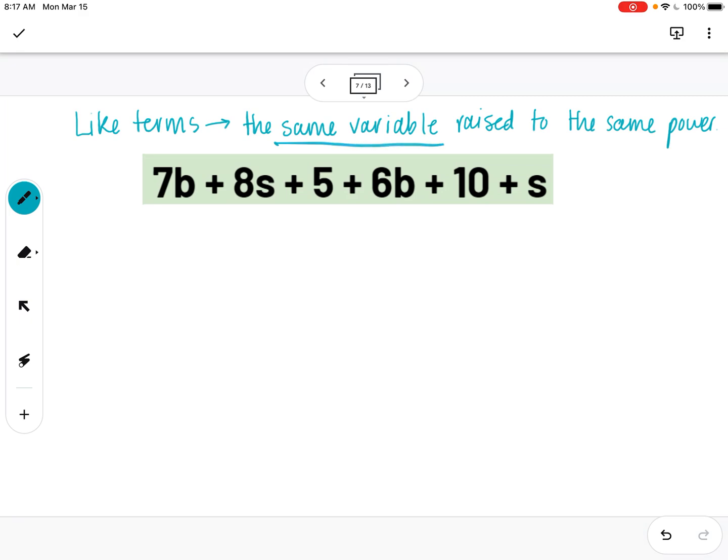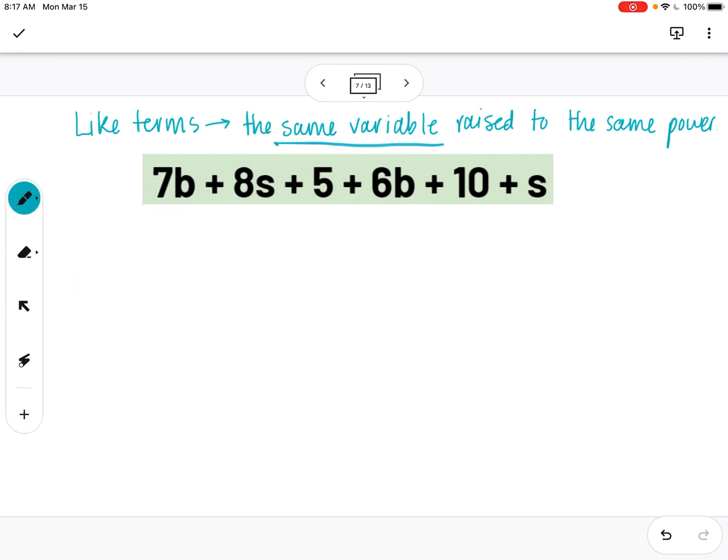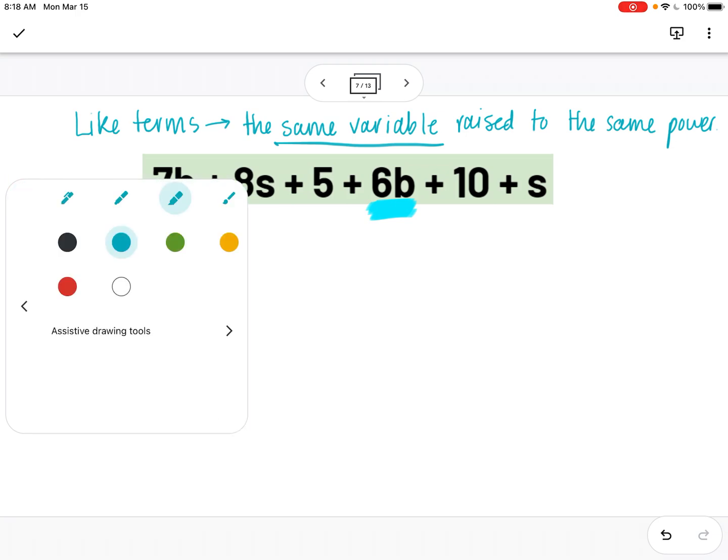All right, so let's start to color code this based on what has the same variable. So I see this has 7b, so anything with a b is going to be in blue. 6b, are there any other b's here? There are not, so those would be the only ones we can combine.